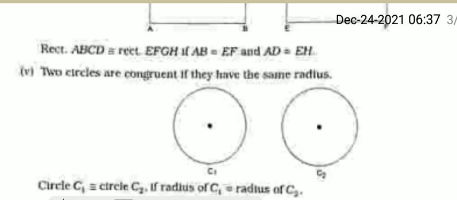Next, we can read, two circles are congruent if they have the same radius. So if a question comes like that, asking when we can say that two circles are congruent, then you can write that two circles are said to be congruent if their radii are the same. Okay.